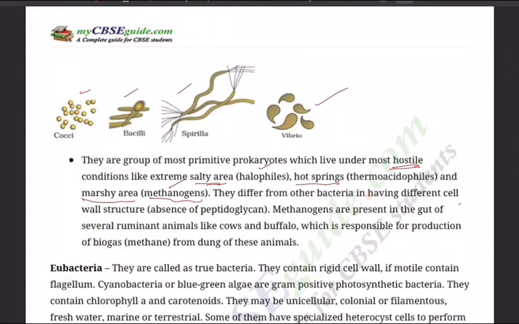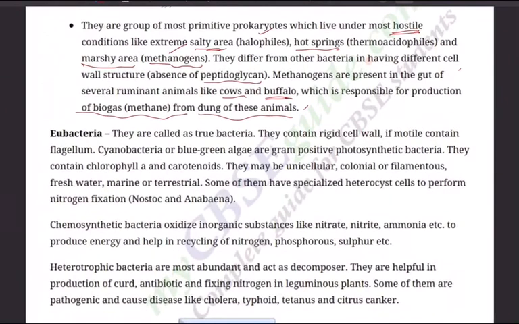They differ from other bacteria in having different cell wall structure, absence of peptidoglycan in cell wall. This will not be there. Methanogens are present in the gut of several ruminant animals like cows and buffalo. So methanogens will be there, which is responsible for production of biogas methane from the dung of these animals. That's why the dung of the animals will be smelling, methane smell will be there.